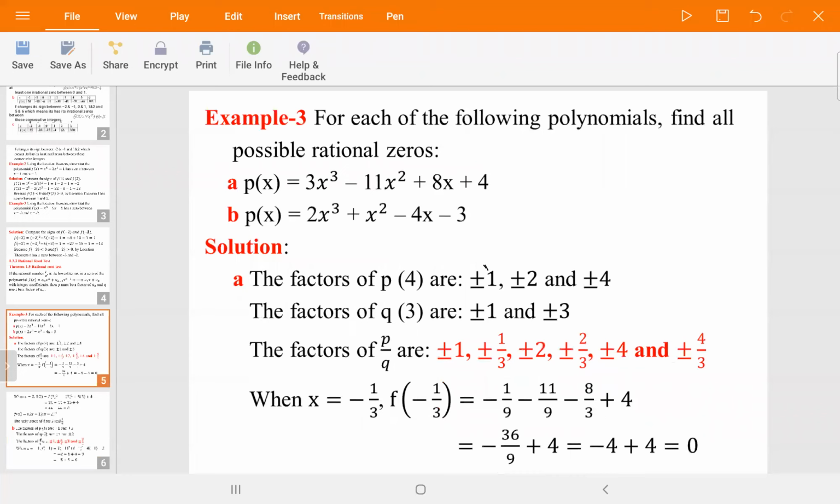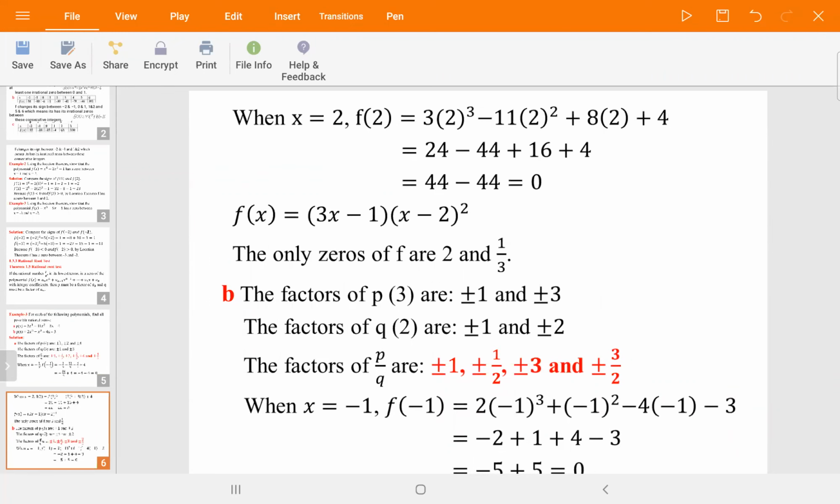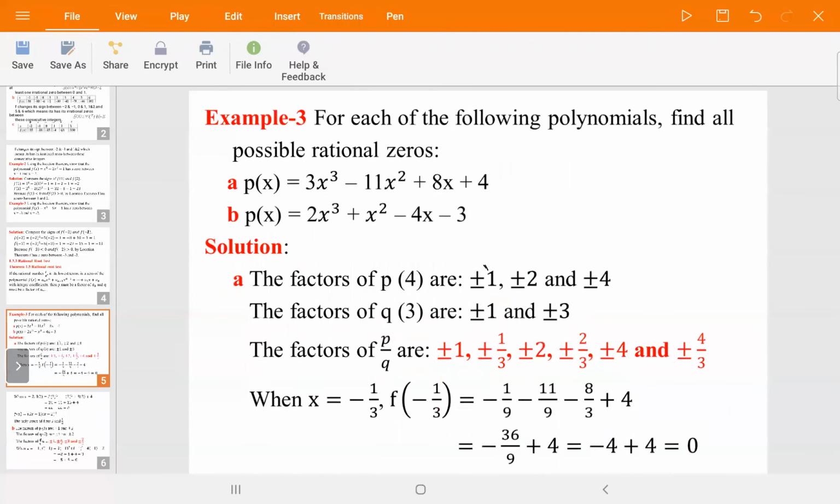So the maximum possibility is 3, but if there is to repeat itself, then the number of zeros is f of x. So the only zeros of f are 2 and 1 over 3. The second example is 2x cubed plus x squared minus 4x minus 3.